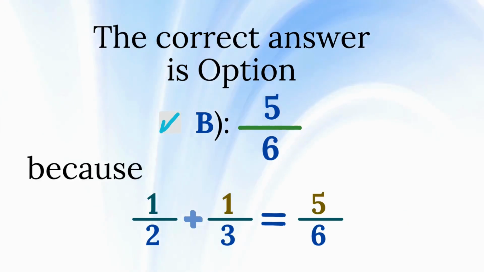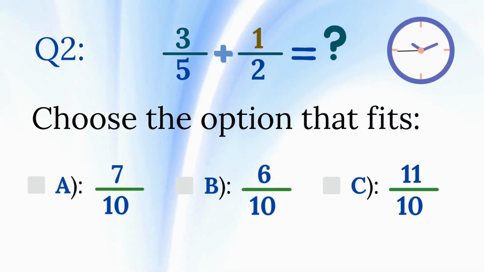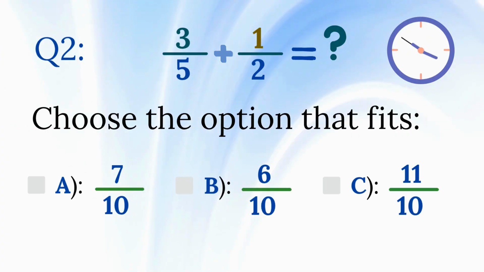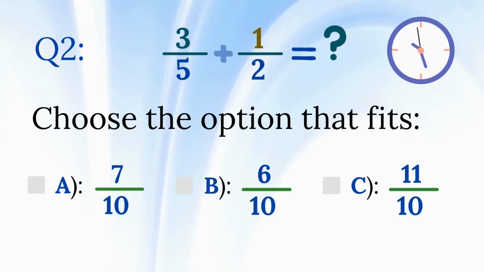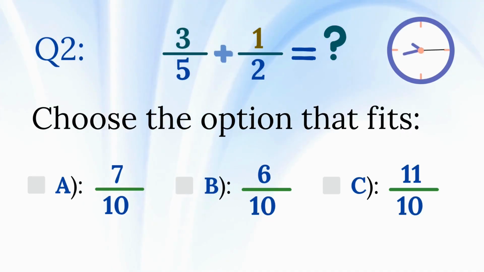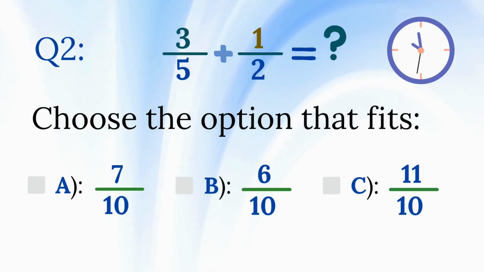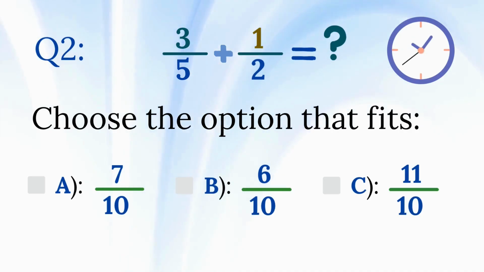The correct answer is option B, because 1/2 plus 1/3 equals 5/6. Question 2. 3/5 plus 1/2 equals what? Choose the option that fits. Option A, 7/10. Option B, 6/10. Or option C, 11/10.